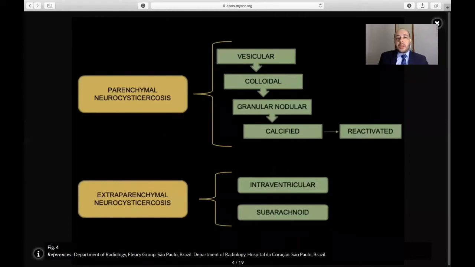According to the location of the parasite, it can be divided into parenchymal and extraparenchymal forms, which present with different clinical and imaging findings. The parenchymal form has four well-defined anatomopathological stages, which have a good correlation to imaging findings. Extraparenchymal neurocysticercosis includes intraventricular and subarachnoid forms.